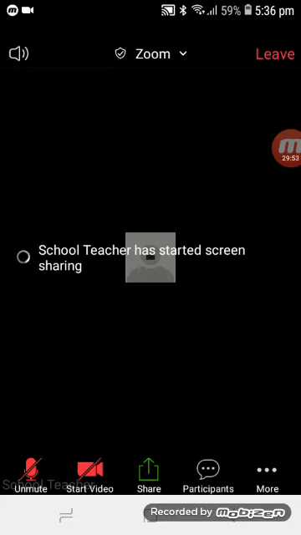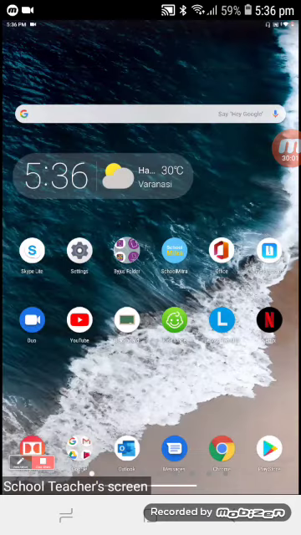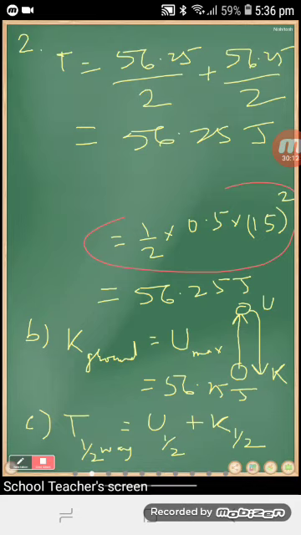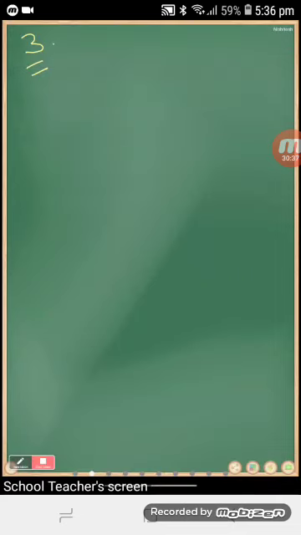All right. So we move to the next question. We come to question number 3. A ball of mass 2 kg is allowed to fall freely from rest from a height of 5 meter above the ground, taking g equal to 10 meter per second square. Find the potential energy possessed by the ball, the kinetic energy just before it hits the ground, and what happens to the mechanical energy when it is finally at rest.